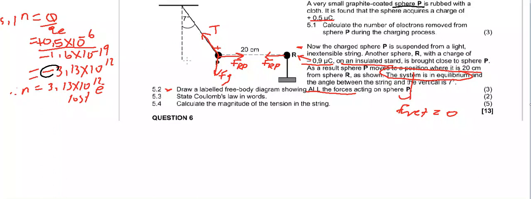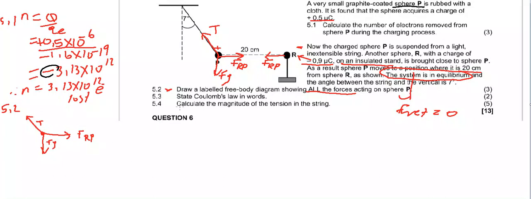Now the first question says draw the free body diagram. So we have our free body diagram that we drew in the diagram, showing all forces acting on P. So on P we have the tension in that direction. We have Fg downwards always. Then we have the electrostatic force, that is the force between R and P. So this is the tension, this is Fg.